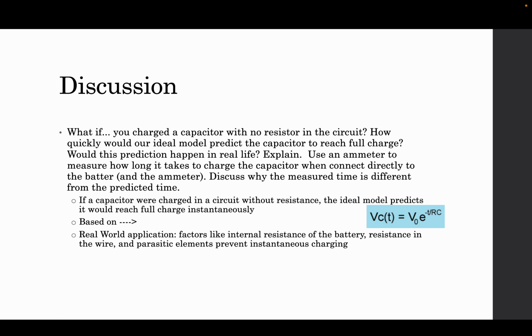In real-world application, factors like internal resistance of the battery, resistance in the wire, and parasitic elements prevent instantaneous charging because you'll never have an actual resistance of 0.